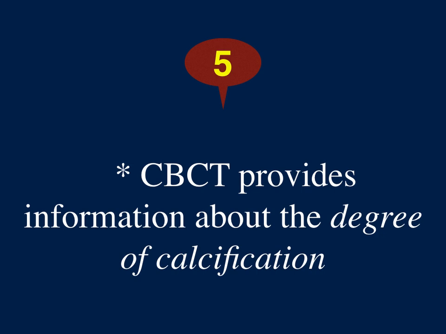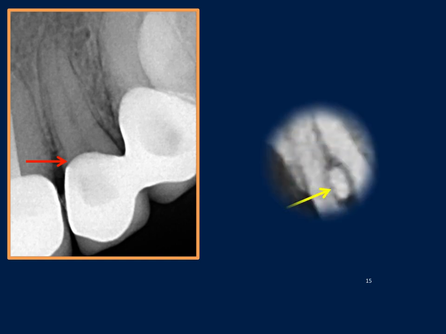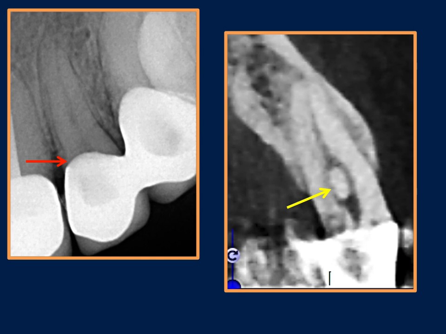CBCT will provide information about the degree of calcification. If you look at this tooth here, you can see the shadow of the canal, but all of a sudden you will see this canal disappear. That means something happened inside the canal, but I could not know what was happening inside. So let's take CBCT. CBCT will show us a pulp stone inside. And when we see pulp stone inside, that means I need ultrasonic tip. The regular files will not be able to remove such stone. So ultrasonic tip will enable us to remove the pulp stone and to enter inside the canals and clean them.